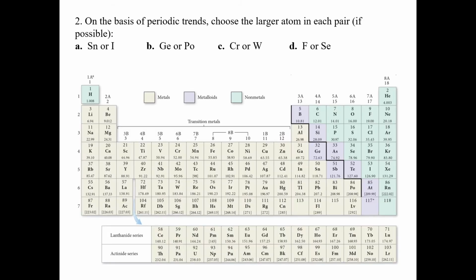Try this one out. Again, you're choosing the larger atom in the pair. So please pause this. Use the periodic table that's given to you to figure out which one's larger. When you're ready for the answers, click play.